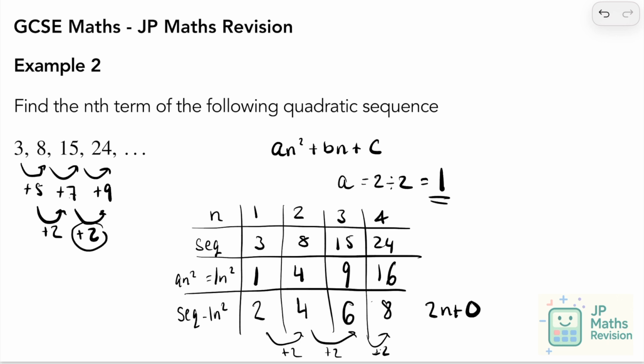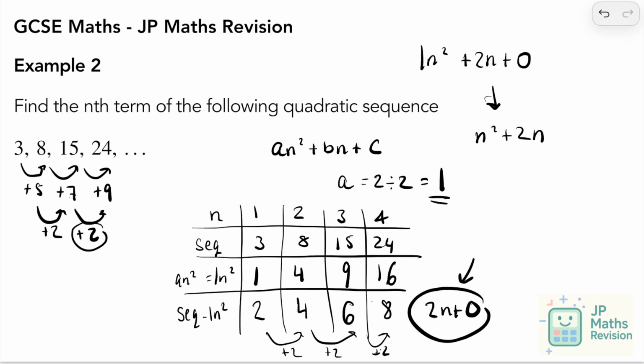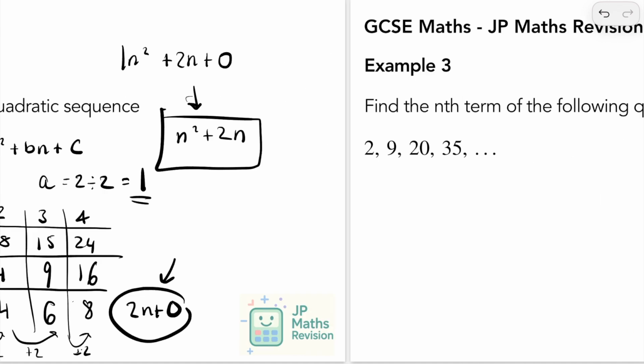So we put it all together. We write down an squared, so in this case an squared is 1n squared, plus bn plus c, and the bn plus c is the nth term of the linear sequence, which in this case is plus 2n plus 0, so we can just write this as n squared plus 2n. If you wanted to double check your answer, you could substitute n equals 1, 2, 3 and 4 to show that the first 4 terms are 3, 8, 15 and 24.